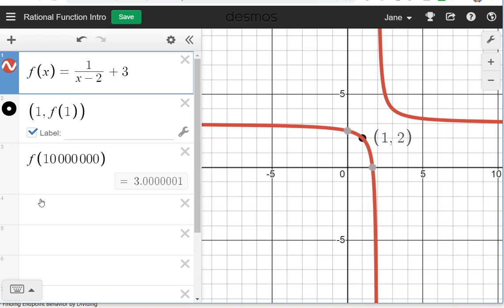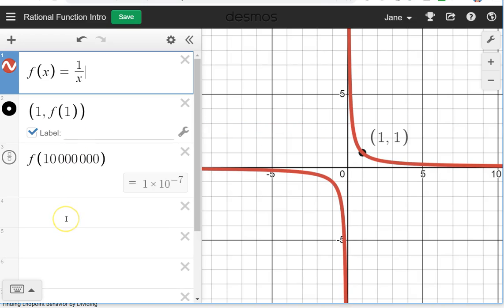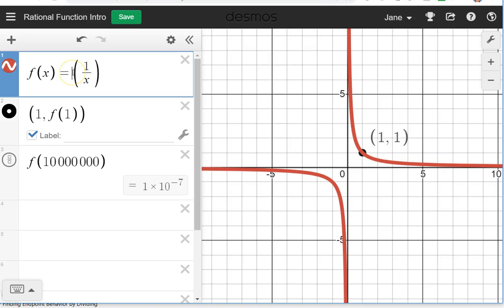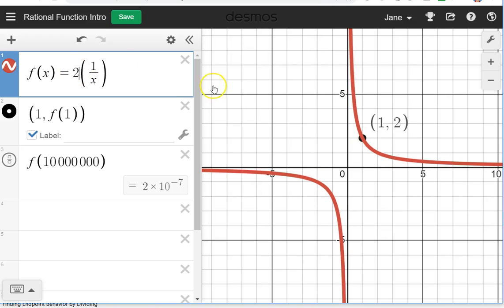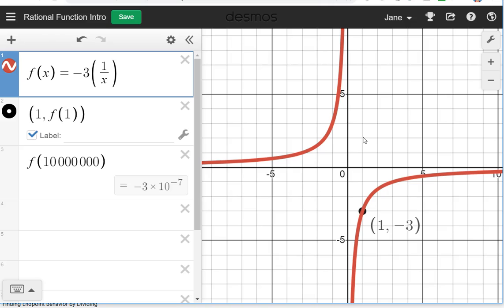One more thing to show you. Let's go back to my original. What if now I multiplied the entire fraction by a constant? Let's say I multiplied it by 2. Notice instead of going through the point (1, 1), now it goes through the point (1, 2). Or if I multiplied it by negative 3, now instead of going through the point (1, 1), it goes through the point (1, negative 3). So it flipped upside down. The graph reflected across the x-axis.